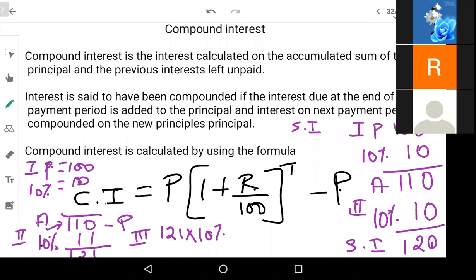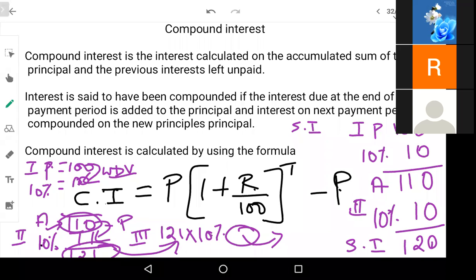This is something like your WDV method of depreciation. Whatever is left out, from that you will calculate the depreciation, right? Now here we are adding the interest. On that interest amount, you will calculate the next year's interest. On that total amount, you will calculate next year's interest. So we are compounding, we are just going on adding and multiplying the amount and the interest rate. So that is compound interest.